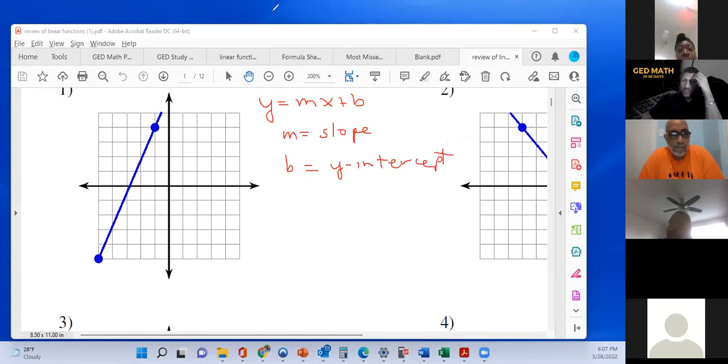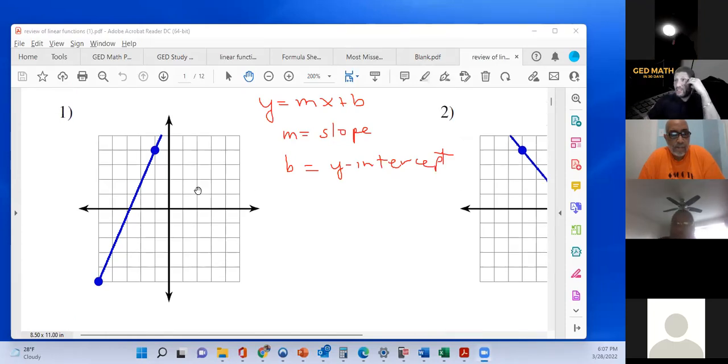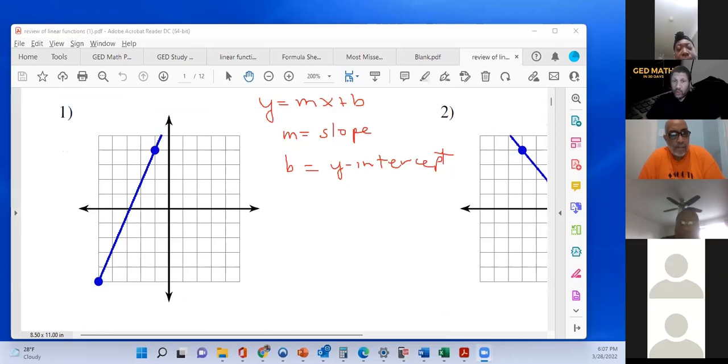So first of all, the directions for this, let's see what it says. I don't know if it says slope or y-intercept. It just says find the slope. But what we're going to do is both. Even though it only asks for the slope, we're going to find the equation of the line. So first of all, how can I find the slope given this graph here? Does anybody know? Rise over run.